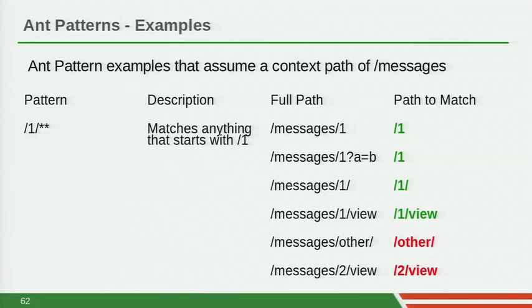An example with the double star, so if we have /1/**, it matches anything that starts with /1. Some of you might think, well, don't you mean /1/? No, it's a little bit confusing. It's actually anything that starts with /1. So our examples are, if it starts with /1, it'll match. If it has some query parameters, again, it'll ignore them. If it's /1/, that matches also, and /1/view will match. Things that won't match are /other/ and /2/view.